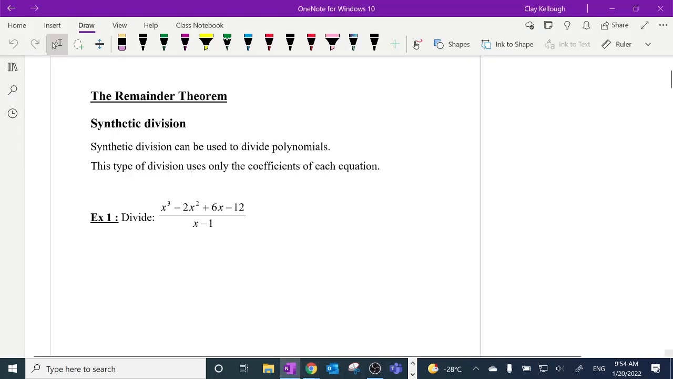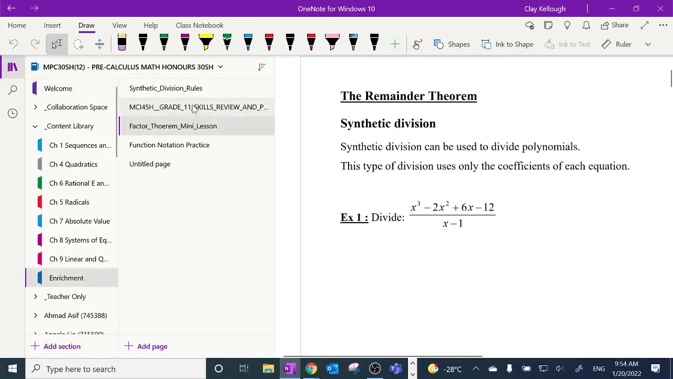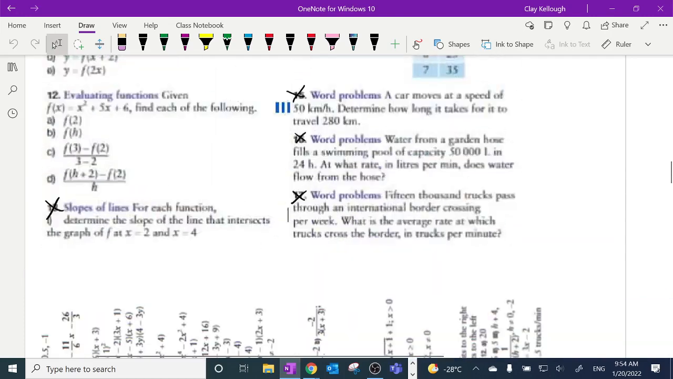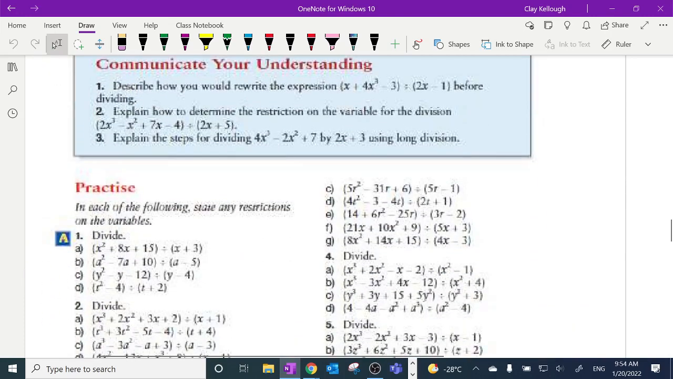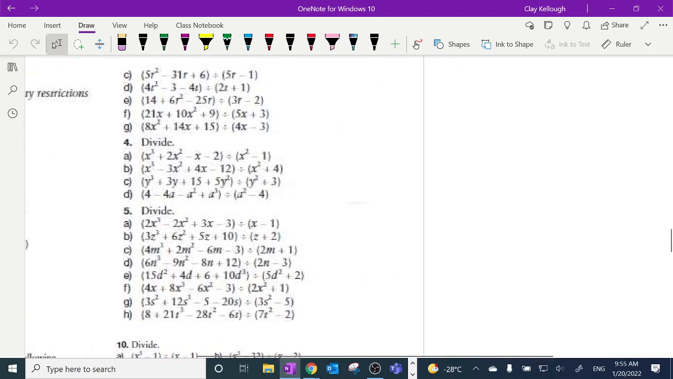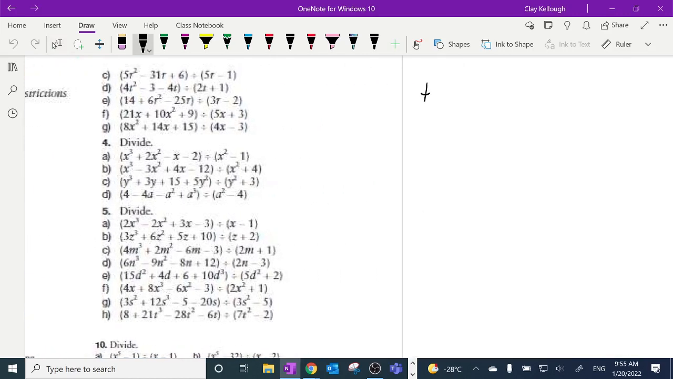OneNote. Okay, so let's go to this book first. This little booklet here. And let's pick a long division question that maybe we should do together. Let's see, let's pick a tough one. Here we go. These ones here are fairly tough. I'll do 4A with you. Let's do this one together.